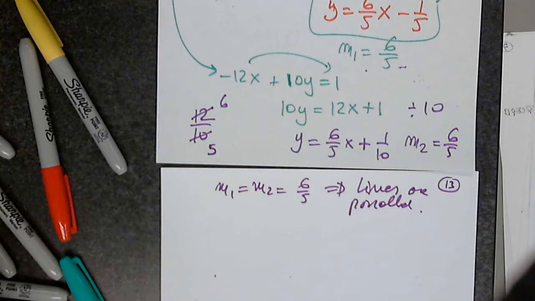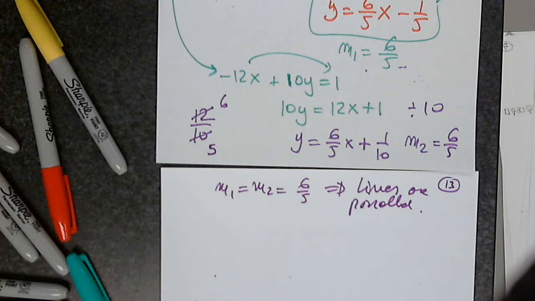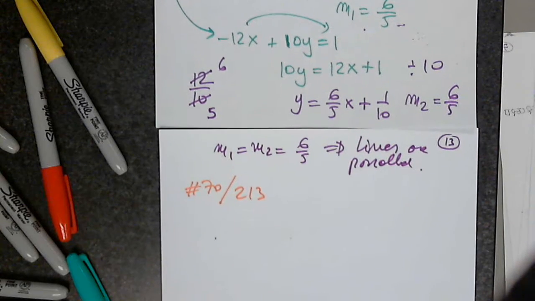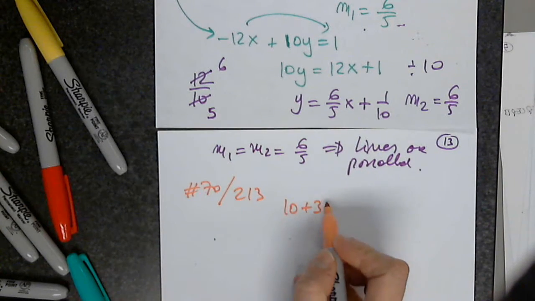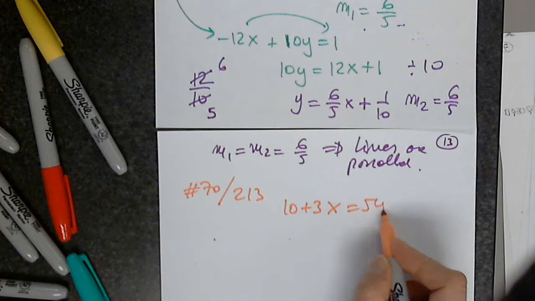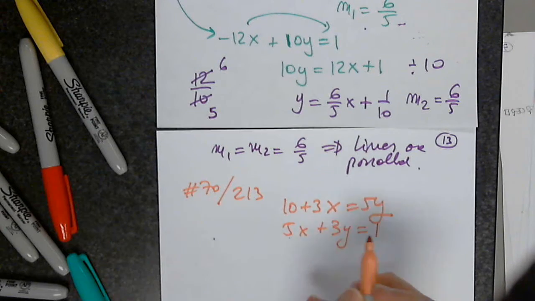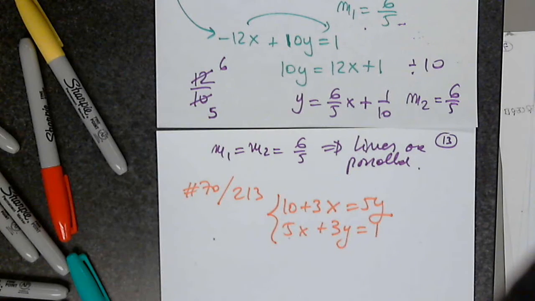Okay, here's another example for you to work on right now. Let's say problem 70 on the same page, 213. 10 plus 3x equals 5y. 5x plus 3y equals 1. Same question. Determine without graphing whether the two lines are parallel, perpendicular, or none of the above. What is the target? What would you find?